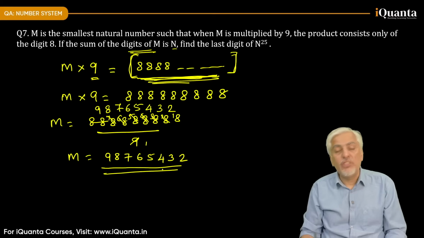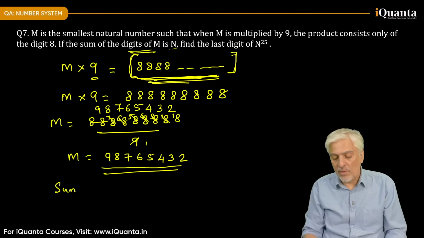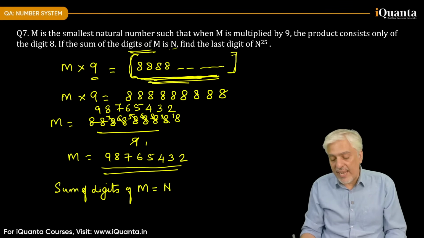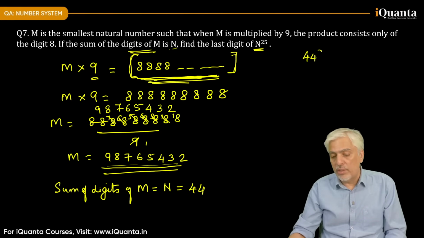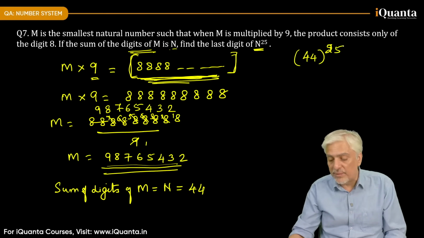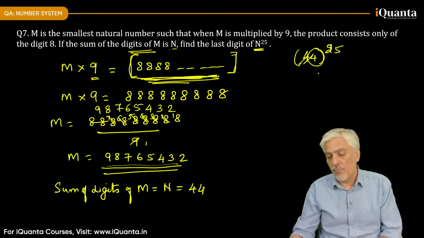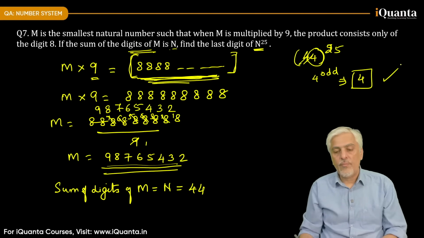How much is the total of this? 44. Sum of the digits of m is n, which will be 44, adding all the digits. And then they've asked for n raised to 25 ka last digit. So 44 raised to 25, का last digit. लास्ट डिजिट में सिर्फ 4 का काम होता है, इसका कुछ काम ही नहीं है. 4 raised to 25, 4 raised to odd, ends in 4. So that's your answer.